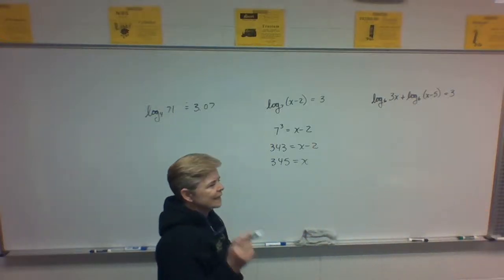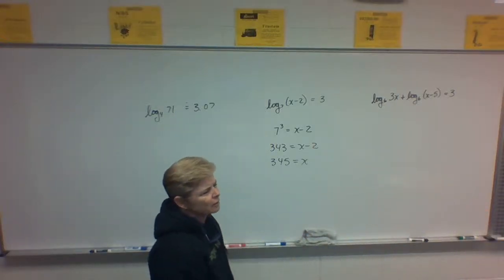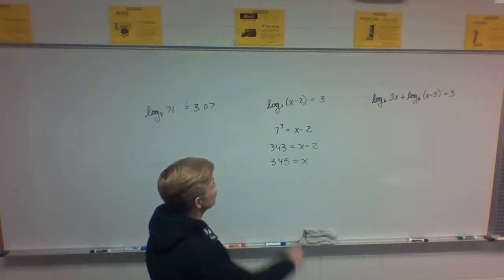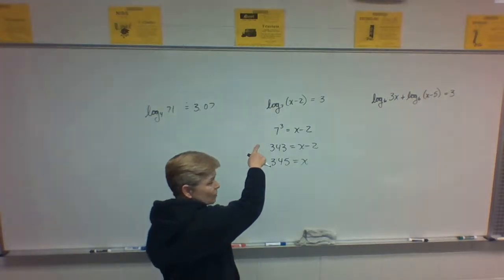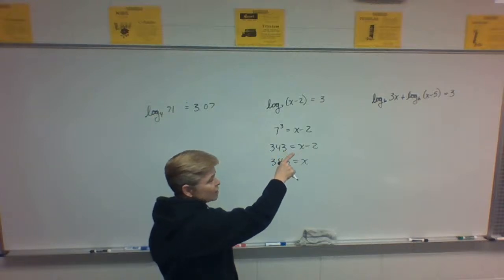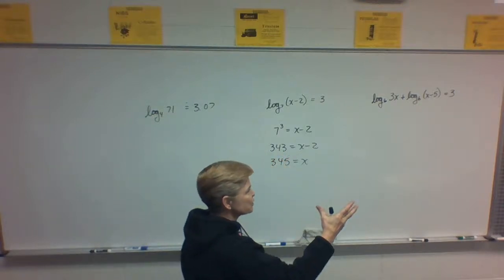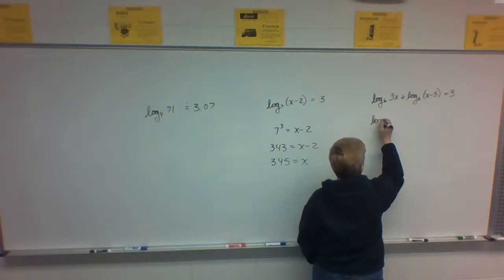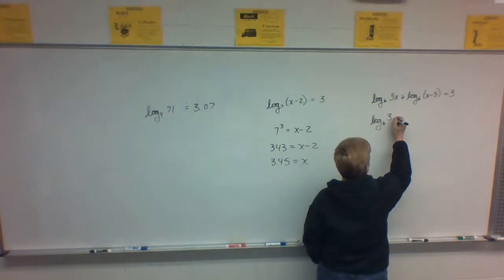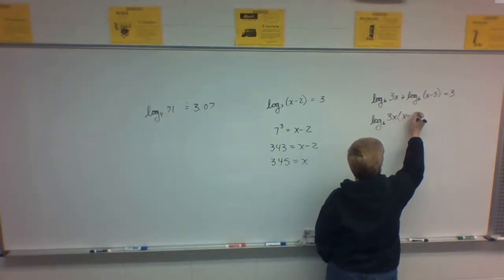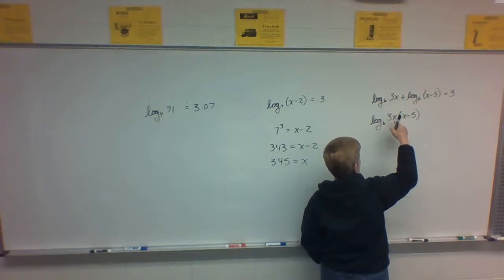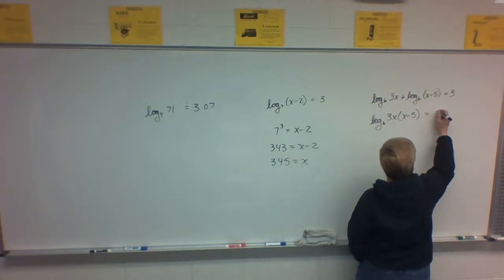Combine your logs. Exactly. That's where people screw it up. You've got to get those logs condensed into a single log before you can do this kind of thing to it. This already had the log all together. This one doesn't. You have to use your condensing skills to get those together. And what would it look like if you condensed them? Log base 6 of 3x times x minus 5. Yep. One log of a product, because that was a sum of two logs, it becomes a product here, equals 3.